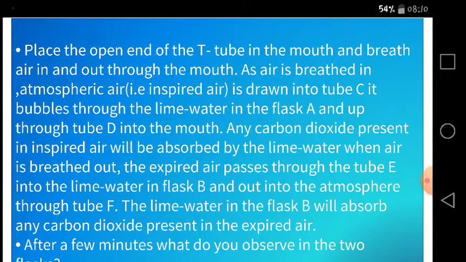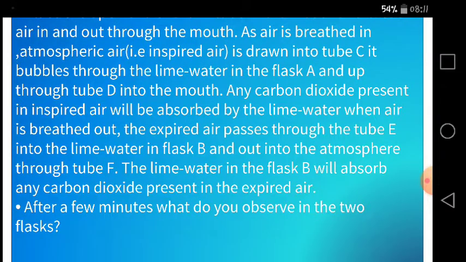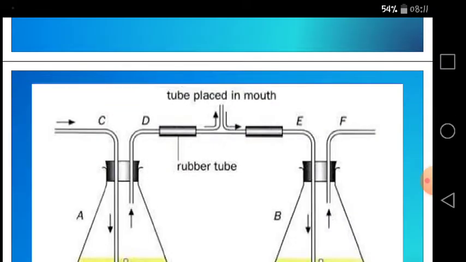Any carbon dioxide present in inspired air will be absorbed by the lime water. When air is breathed out, the expired air passes through the tube E into the lime water in the flask B and out into the atmosphere through tube F. The lime water in the flask B will absorb any carbon dioxide present in the expired air. After a few minutes, what do you observe in the two flasks? This will be our observation.